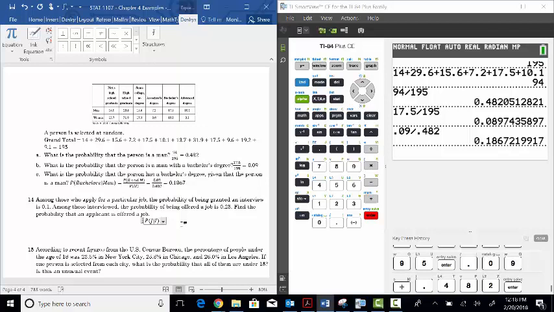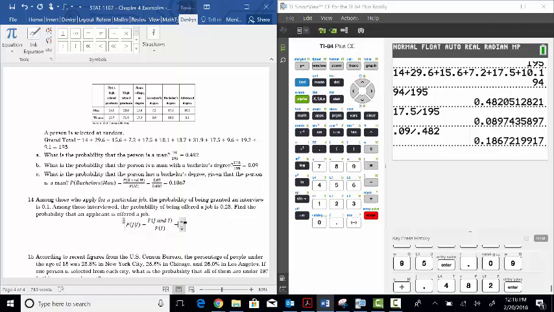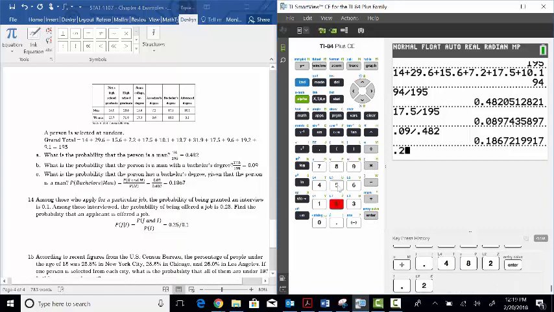And so again, that is simply the probability of getting the job and being interviewed divided by the probability of being interviewed. So in this case, you have the probability of the job and the interview of 0.25, and we're going to divide that by the probability of you having the interview. So 0.1. And so we're going to divide that out.